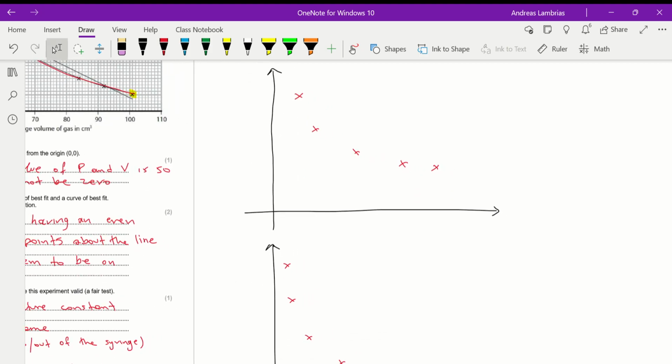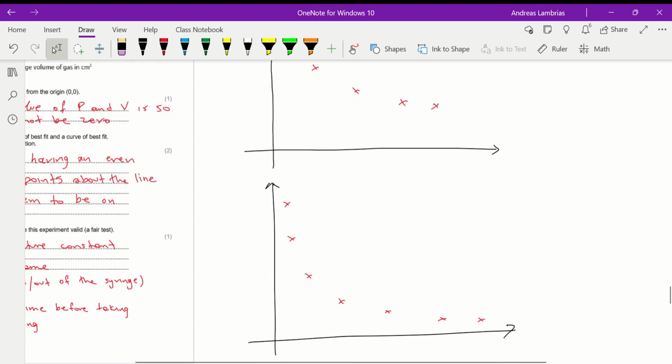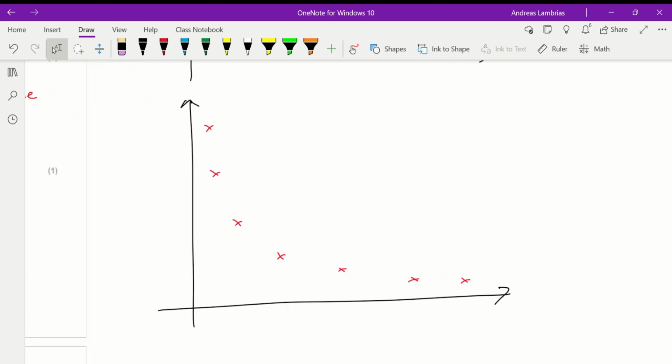If the trend that we can see on the results is obviously a curve, like in this case, then there's no point of trying to draw a line. The blue line doesn't really show the pattern or the trend of the points. So sometimes it's obvious that the pattern should be a curve.